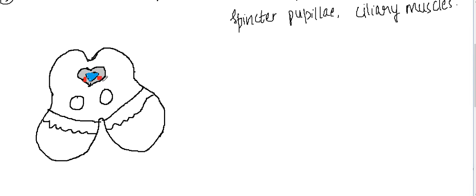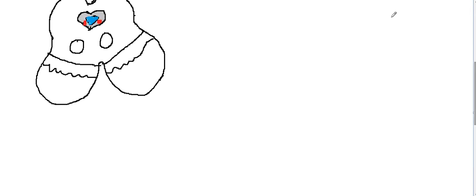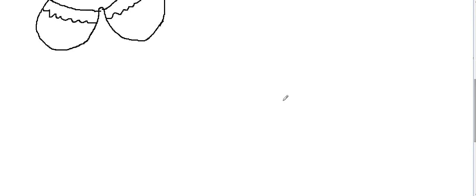So the oculomotor nerve arises from these oculomotor nuclei, which are present on the medial aspect of the cerebral peduncle of the midbrain. Let me draw the other view. This is one view. I'll draw the other view too so that we will understand the next course.